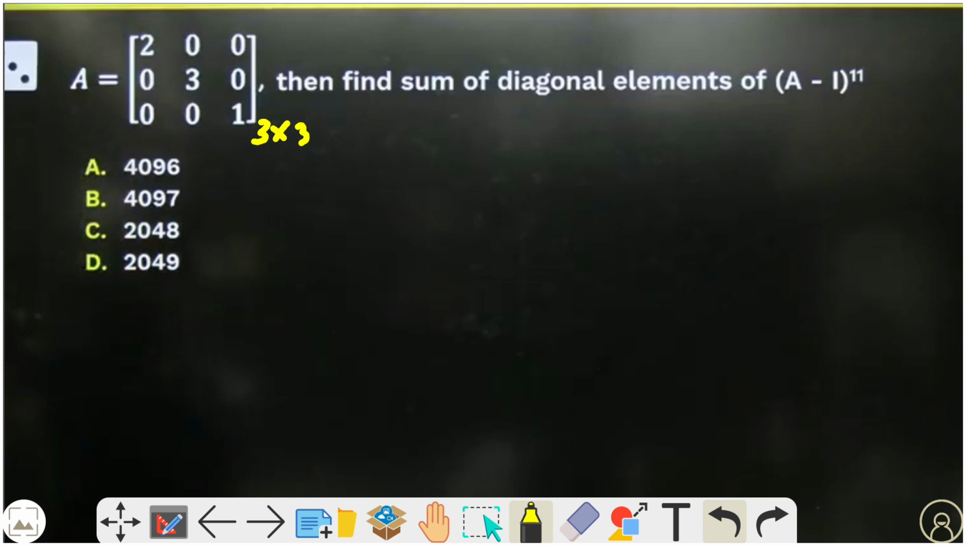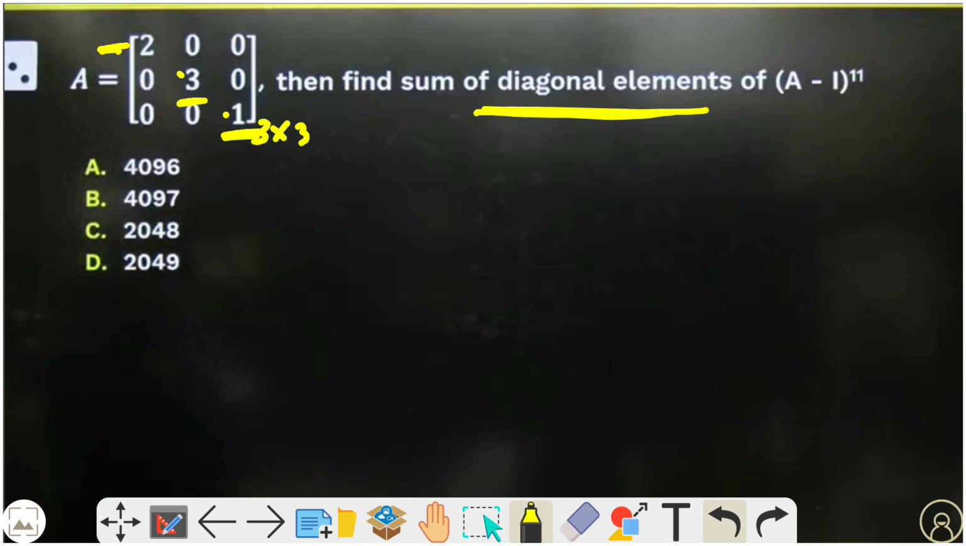So the matrix is A, which is equal to 2 0 0, 0 3 0, 0 0 1. Then find the sum of diagonal elements. Before we solve this, we need to know what is meant by diagonal elements. In a 3x3 matrix, the diagonal elements are the entries a11, a22, a33, which means 2, 3, 1. So 2, 3 and 1 are the diagonal elements of A.